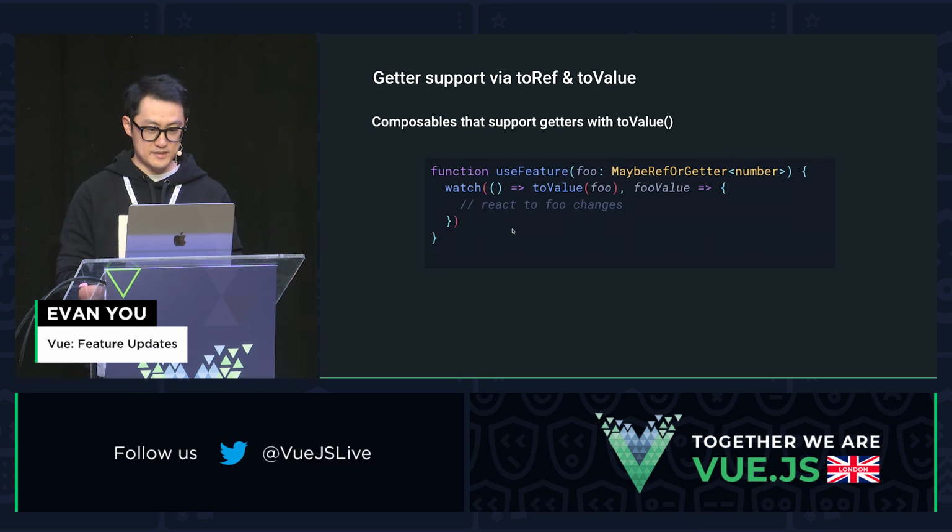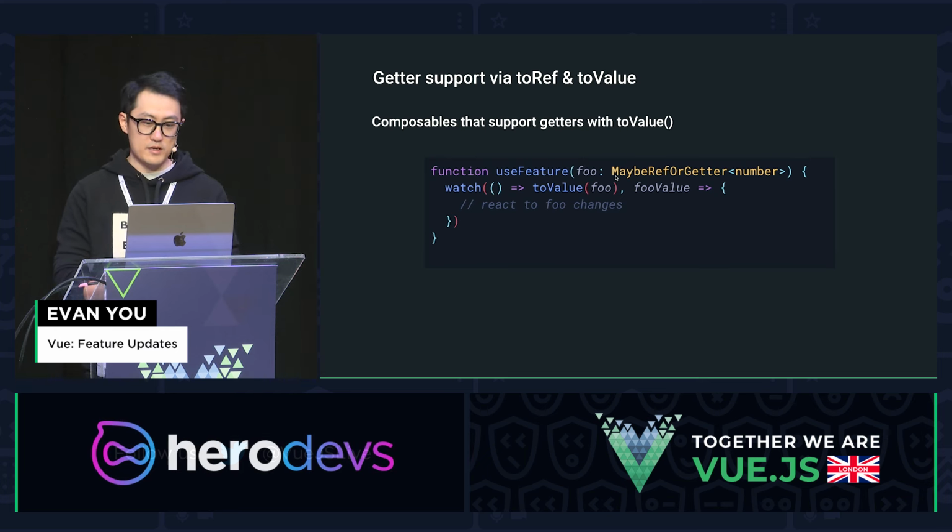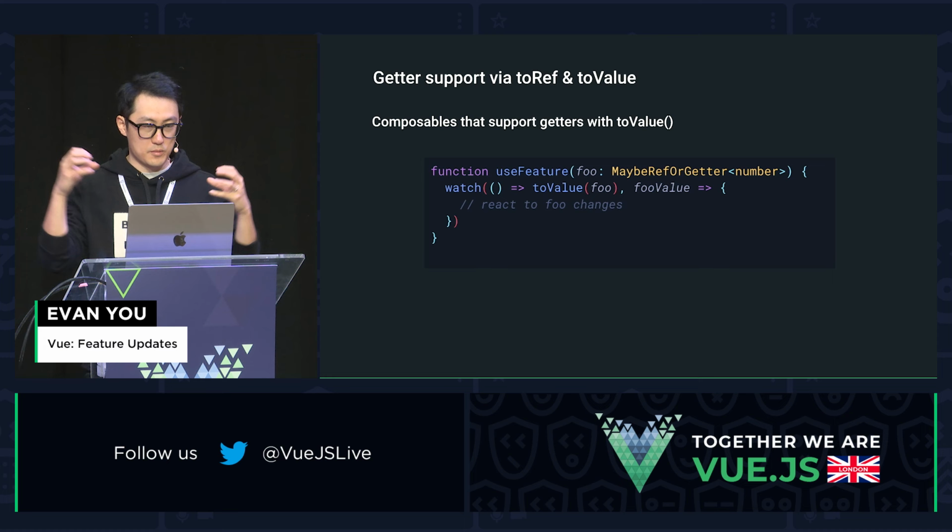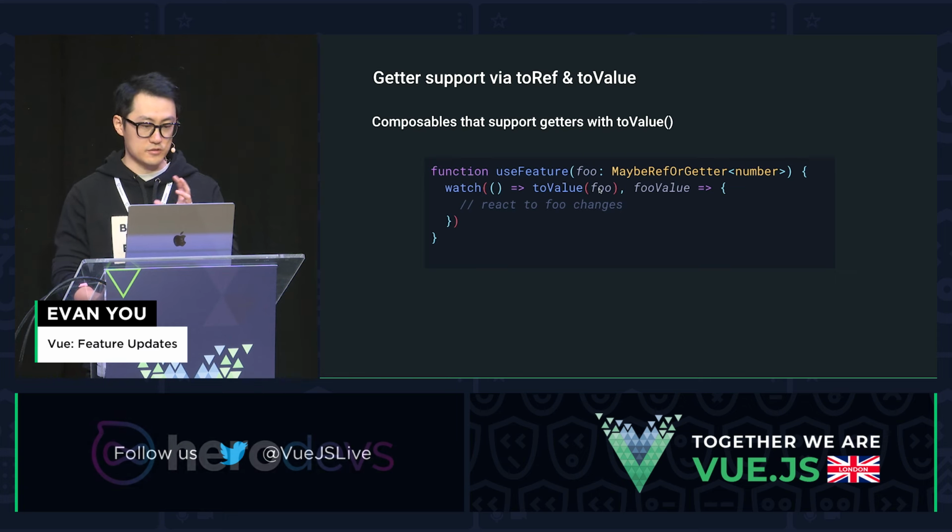And what it really does is inside your composable, you're going to say foo is not just maybe ref, it's maybe a ref or a getter. And toValue just normalizes everything to a value, no matter if it's a value or a ref or a getter. It just normalizes it. So you can do this, and you no longer need to care what foo is. It can be anything that the user wants to pass, and it'll just normalize it.